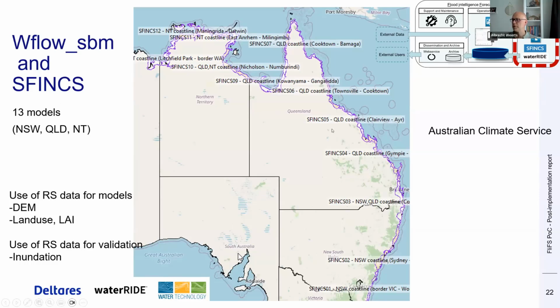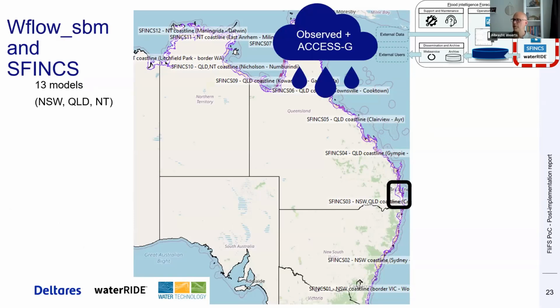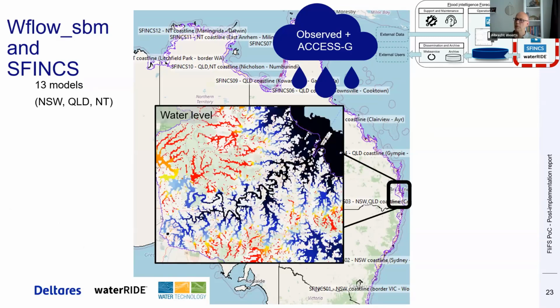As you can see in the figure, you see SFINCS 1, 2, 3, 4, 5. So we have set up 13 SFINCS models, but also 13 WFlow SBM models, covering New South Wales, Queensland, and Northern Territory. And for setting up these models, we of course use remote sensing data like the digital elevation model, but also land use and LAI. And then we can use remote sensing for validation data. And the idea behind the system is, this is an example for a specific location. We get observed and forecasted precipitation. We want to know the water level in the river.